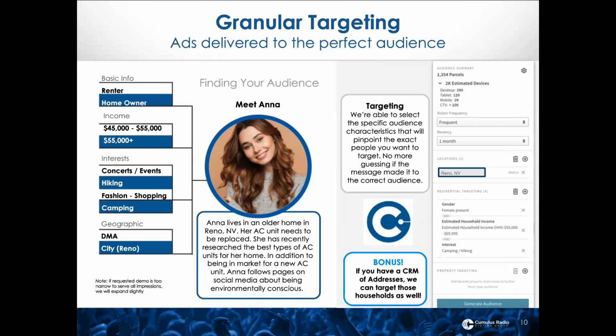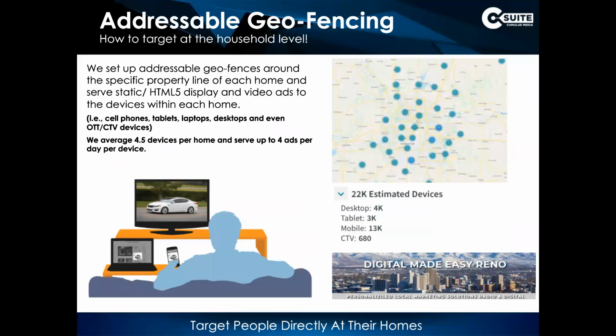We identify her and others fitting her profile through our people-based marketing count system, and we're able to select a specific audience and those characteristics, and then pinpoint your campaign to find that ideal individual looking for your product or service. Now, here's a big bonus. If you have a database of addresses of your customers, we can target those households as well. More about that later. First, let's talk about addressable geofencing around a specific property line.